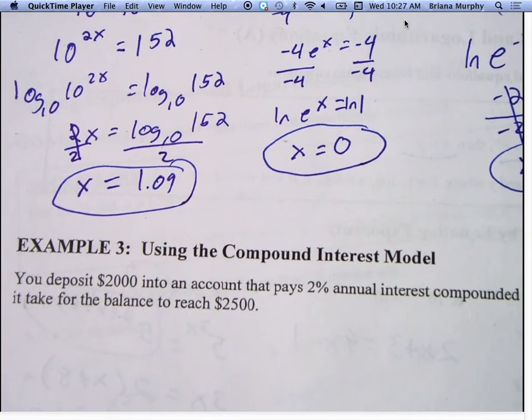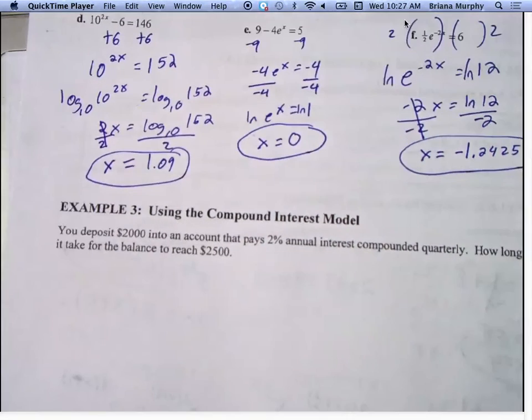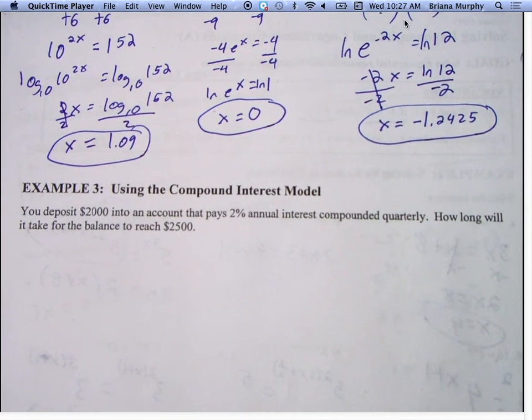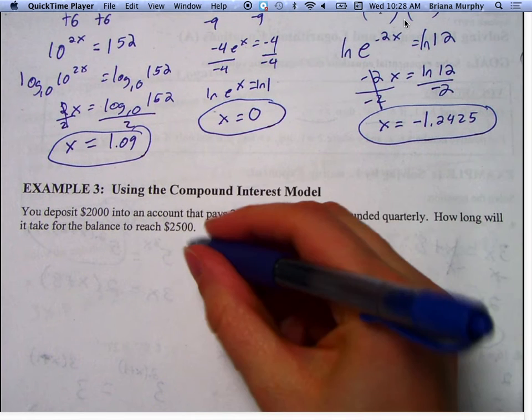All right, I'm going to zoom out a little bit so we can see the whole problem here. Okay. You deposit $2,000 into an account that pays 2% annual interest, compounded quarterly. How long will it take for the balance to reach $2,500? So we're going to say it equals $2,500.